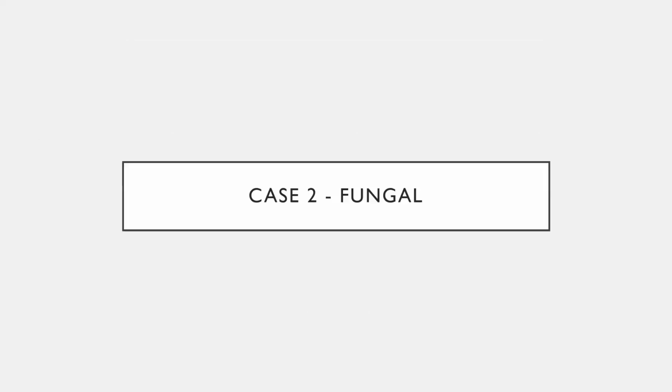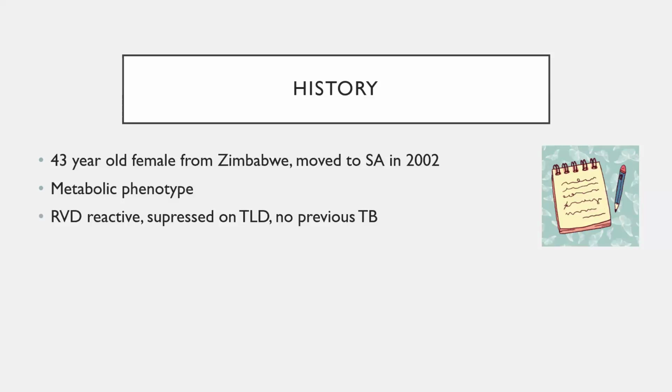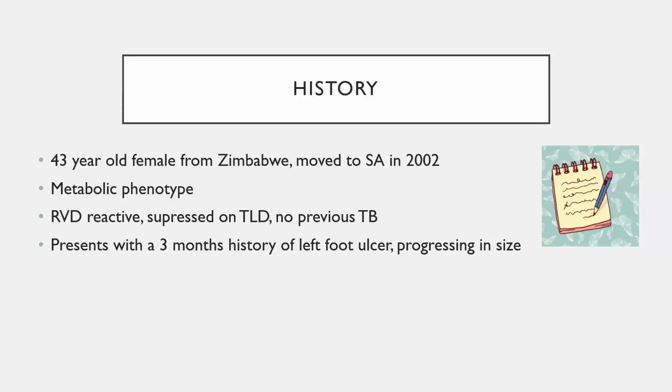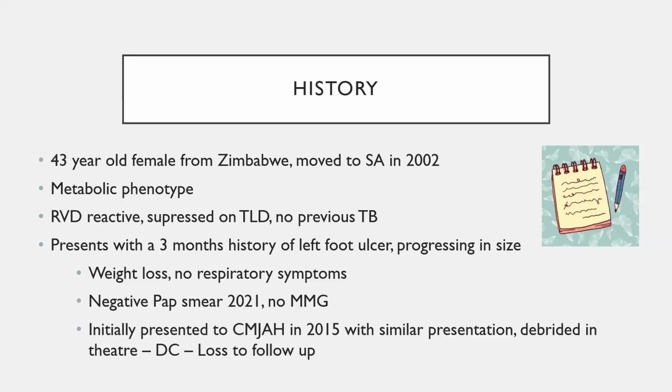Okay, so case 2 is a fungal case. So this was a 43-year-old female from Zimbabwe. She moved to South Africa in 2002. In terms of her background history, she had a metabolic phenotype, but was retroreactive and suppressed on first line and denies any previous TB. So she presented with a 3-month history of this left foot ulcer that was progressing in size, but there was no weight loss, no respiratory symptoms. She had a negative pap smear in 2021, no mammogram.